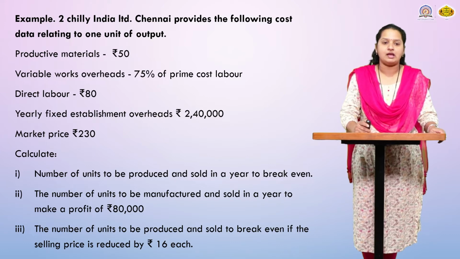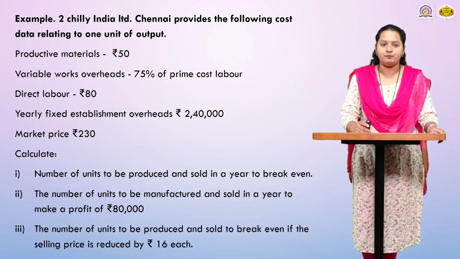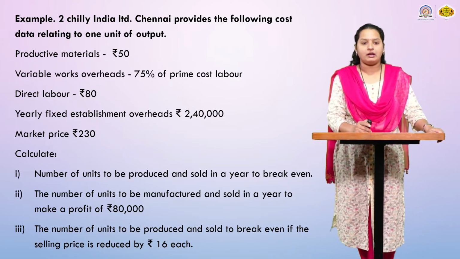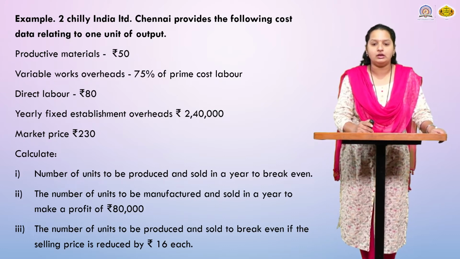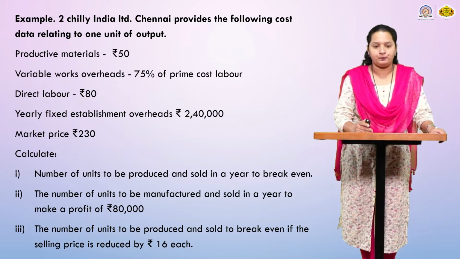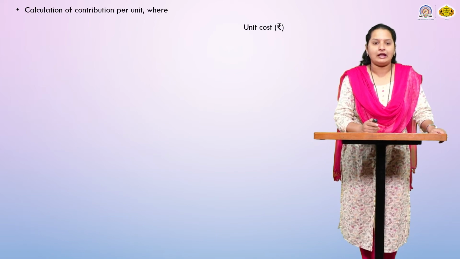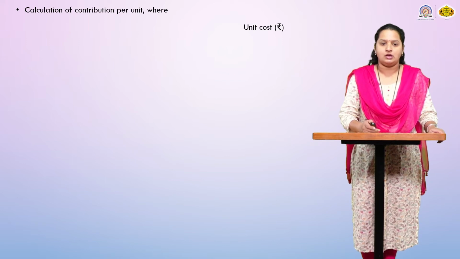Now let us move towards the second example. Chile India Limited, Chennai provides the following cost data relating to 1 unit of output. So they have given us the productive material, variable overheads, direct labor, yearly fixed establishment overheads and market price. They require us to calculate the number of units to be purchased, produced and sold in a year to achieve break even. So let's solve the first one, where calculation of contribution per unit is required.